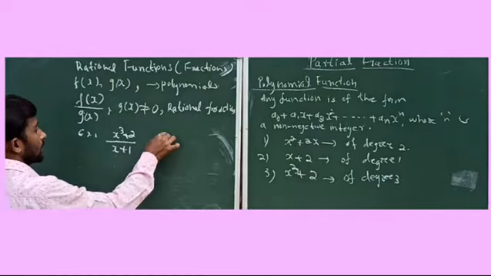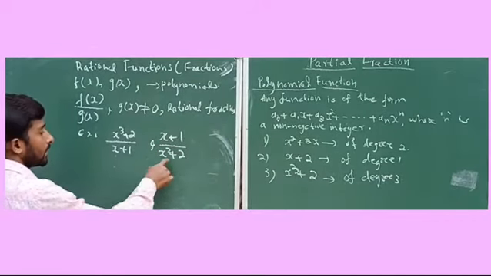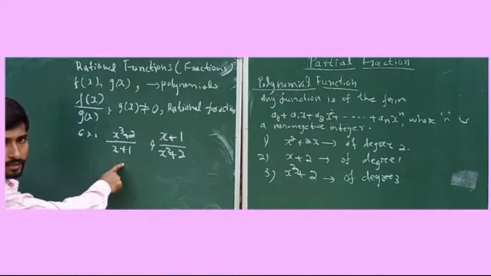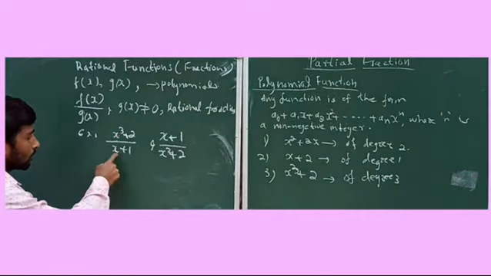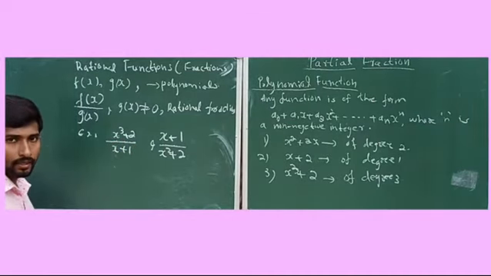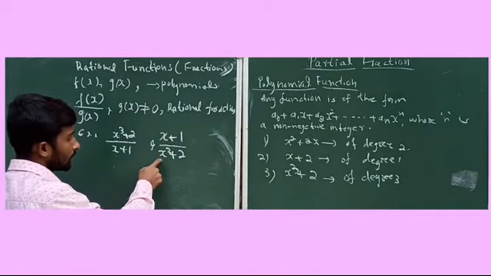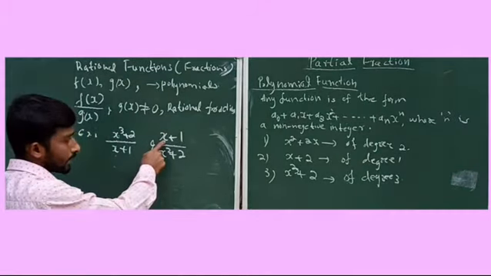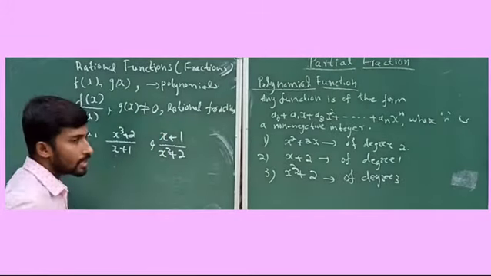Or you can see x plus 1 divided by x square plus 2. This is again an example for a rational fraction. Now see the numerator and the denominator of the first rational fraction. Here the degree is equal to 3, here the degree is equal to 1. That means the degree of the numerator is greater than the degree of the denominator. Here the degree of the numerator is 1, the degree of the denominator is 2. Why? The highest power here is 2, that is called the degree. Here the highest power is 1, that is called the degree. The degree of the numerator is less than the degree of the denominator.